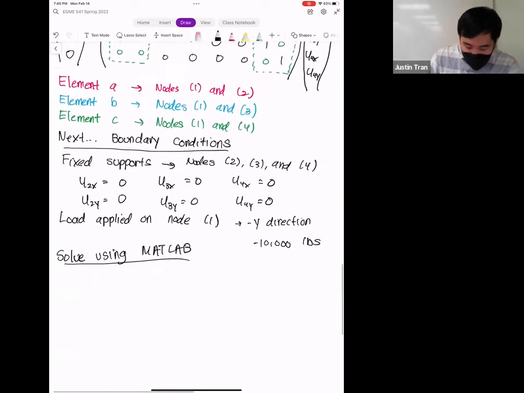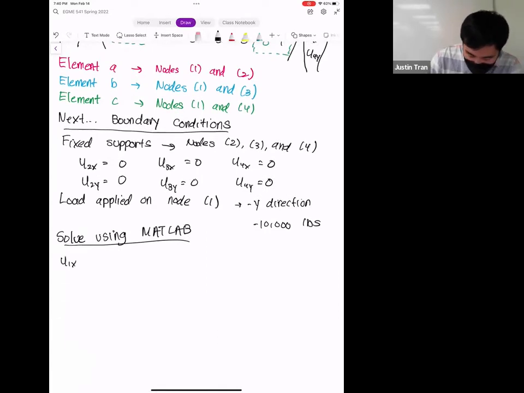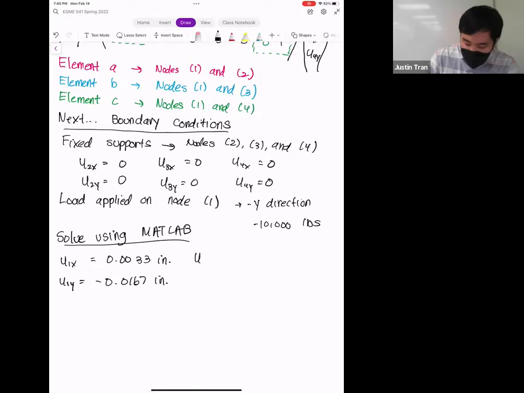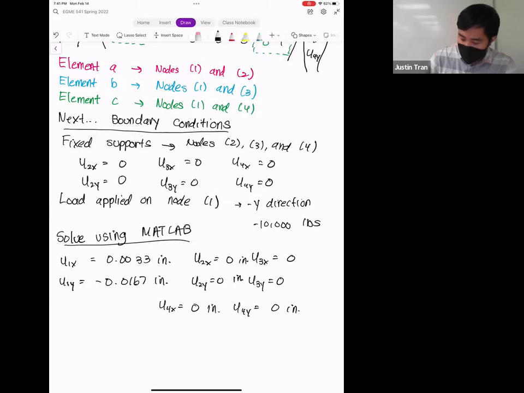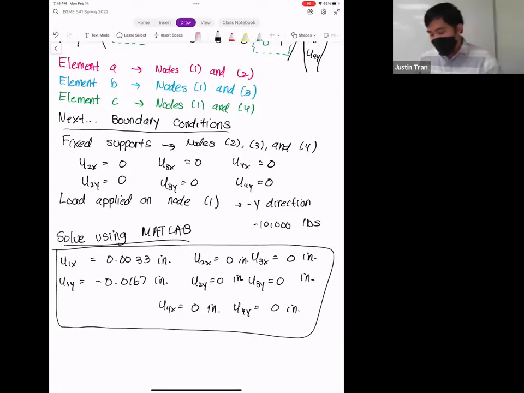All right, and so if we solve this in MATLAB, what we get is u1x is equal to 0.0033 inches. Okay. u1y is going to be equal to minus 0.0167 inches. Okay, and everything else is going to be 0 because they're fixed to the wall. Let's make sure we don't forget our units. Okay, and there's your solution.